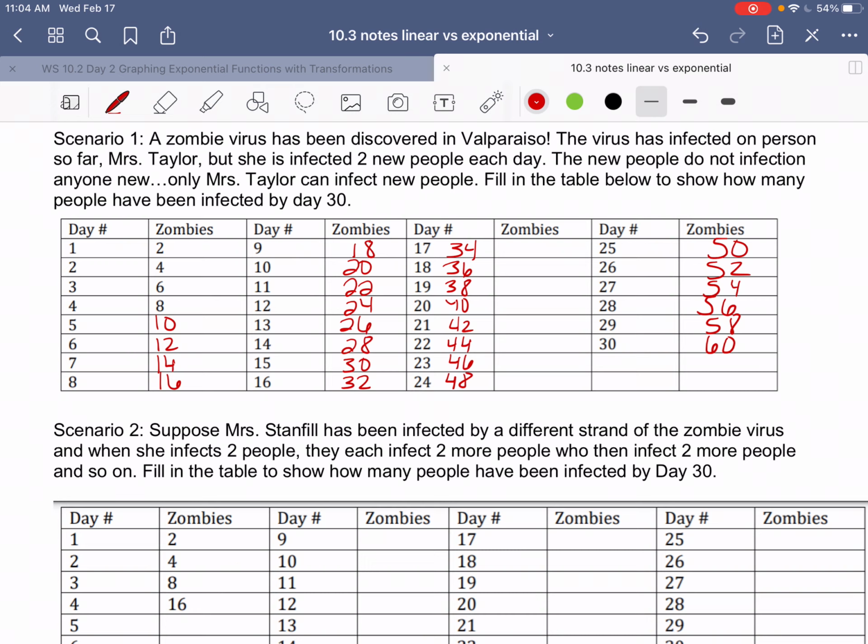Scenario 2 says Mrs. Stanfield has also been infected, but by a different strain of the zombie virus. And when I infect 2 people, those 2 people infect 2 more, who then infect 2 more, and so on and so forth. So my strain is much more contagious. We're going to fill out my table now.